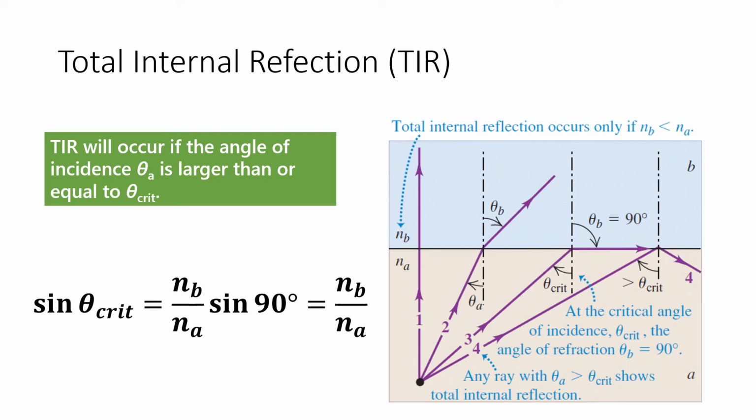Rearranging Snell's law and setting theta sub b to 90 degrees leaves you with sine theta sub critical is equal to n sub b over n sub a. From this, we can calculate the critical angle by just getting the arcsine of n sub b over n sub a. We don't need to worry about the argument being greater than 1, because TIR only happens when the incident index n sub a is greater than n sub b.